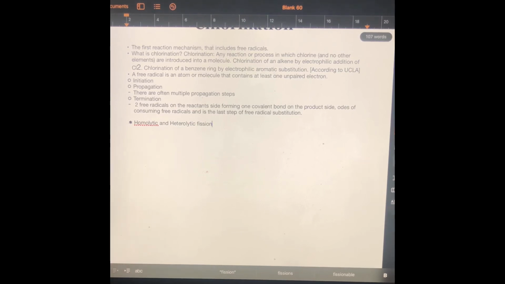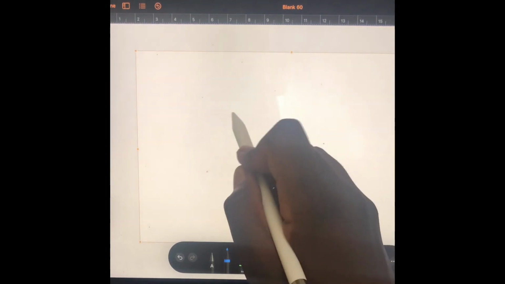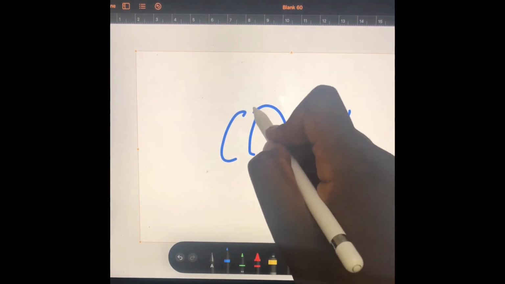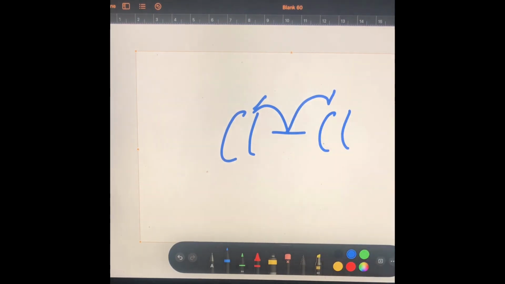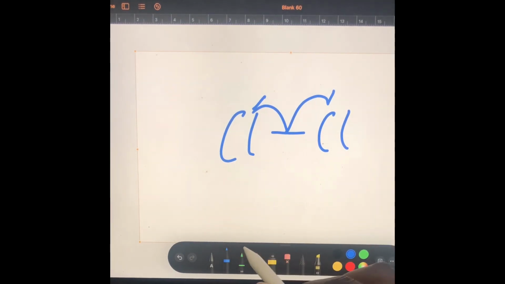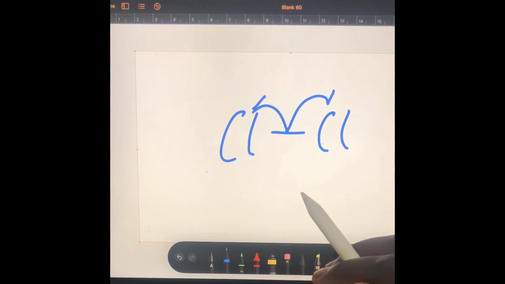Homolytic cleavage is the breaking of a covalent bond in such a way that each fragment gets one of the shared electrons. So if I get my Cl here again, homolytic would be each side gets an equal amount, because there'll be 2 electrons here, so the 2 electrons would be equally divided. In heterolytic fission, one side may get more electrons than the other. If you know biology, homo means same, hetero means opposite, or kind of not the same.